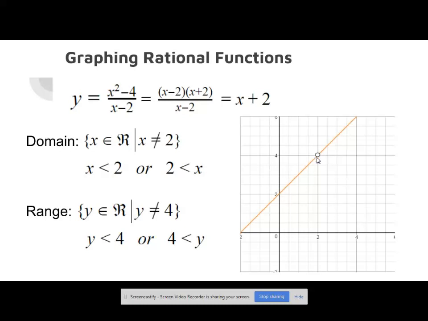And so that open dot, that open circle, we put that hole to represent that we have a space here where there is no value. It works everywhere else, but it can't work here.